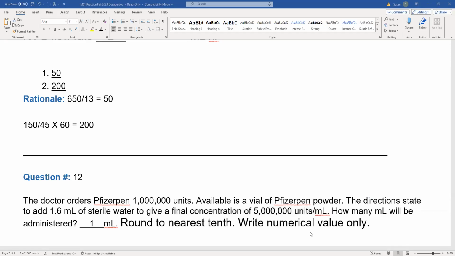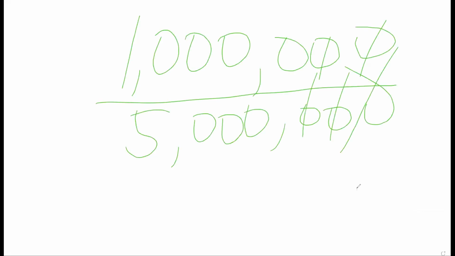So now you can just get rid of all these little zeros, right? And it's just 1 divided by 5 times 1. What's the number? 0.2.